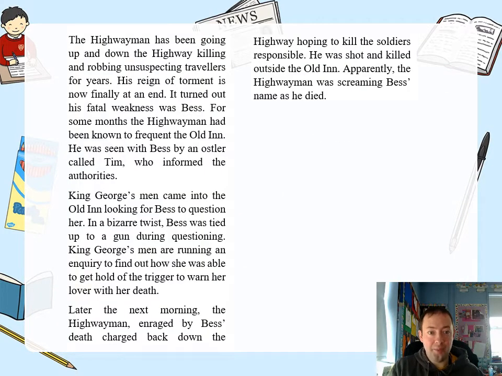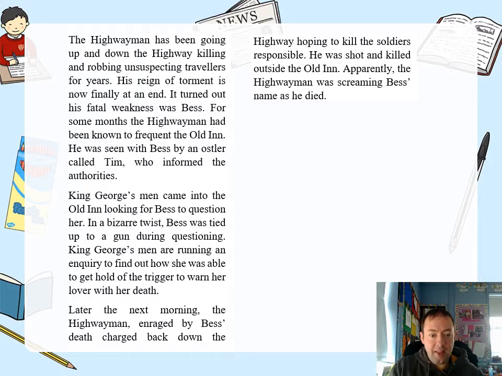Here is my body section. The highwayman has been going up and down the highway, killing and robbing unsuspecting travellers for years. His reign of torment is now finally at an end. It turned out his fatal weakness was Bess. For some months the highwayman had been known to frequent the old inn. He was seen with Bess by an ostler called Tim, who informed the authorities. King George's men came into the old inn looking for Bess to question her. In a bizarre twist, Bess was tied up to a gun during questioning. King George's men are running an inquiry to find out how she was able to get hold of the trigger to warn her lover with her death.